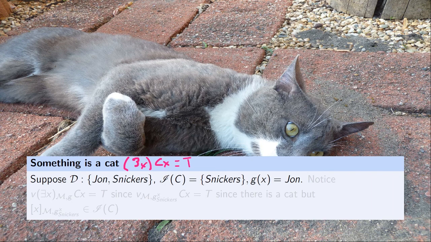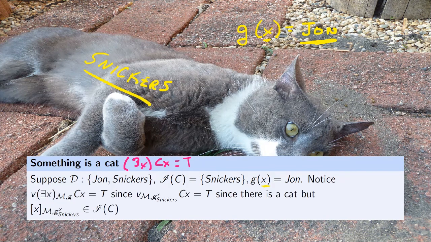Again, we suppose a domain of John, and we have Snickers right here. We'll run this over here just so it's clear that here is Snickers the cat. Here he is a cat, and he is in the interpretation of kittens. And we also have this variable assignment GX, where G is the variable assignment that takes X and assigns X an item, or denotes John. In this case, what we'll note is that EX CX is true.